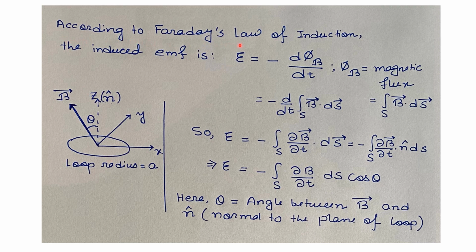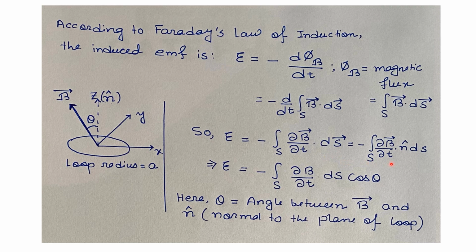According to Faraday's law of electromagnetic induction, the induced EMF is given by E equals minus d phi B by dt, where phi B is the magnetic flux, that is denoted by the surface integral of the magnetic field vector B. So induced EMF E equals minus d by dt of the surface integral of the magnetic field vector B. We can write this induced EMF as E equals minus of the surface integral of del B del t dot product with the elementary surface vector, that is dS vector.